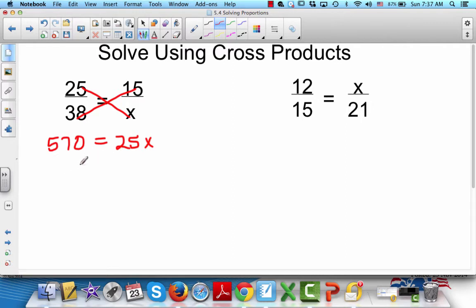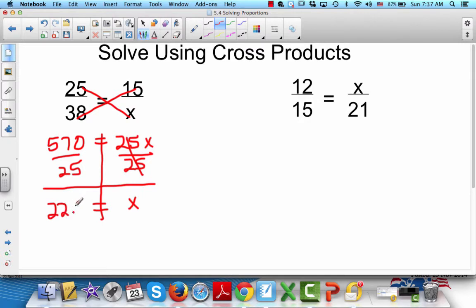All right, now you know how to solve the rest of this. Put our line down the middle, divide by 25 on both sides. These cancel each other out. That gives you x equals, and the answer is 22.8. I bet you did that in your head too, didn't you? I didn't do it in my head either. I already had it figured out.